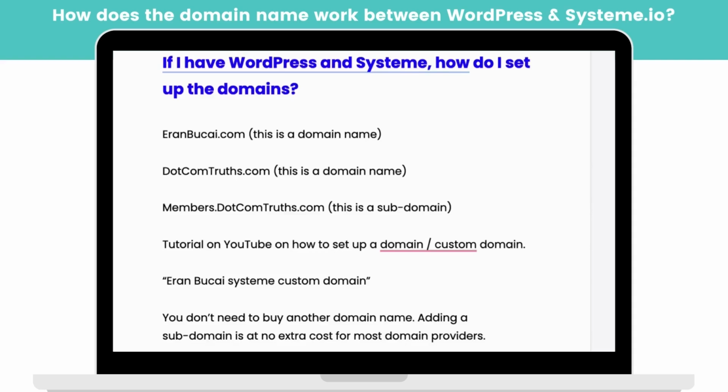Another thing you might be wondering is, with regards to WordPress being your sales page and Systeme being your course area, how does it work with regards to the domain names? So I'm going to show you a really simple example. There is a thing called a domain name, which is this one, eran.link, and or .comtruths.com. This is a domain name, okay? And then you have what's called a subdomain name.